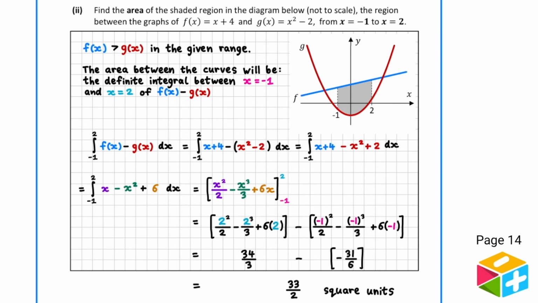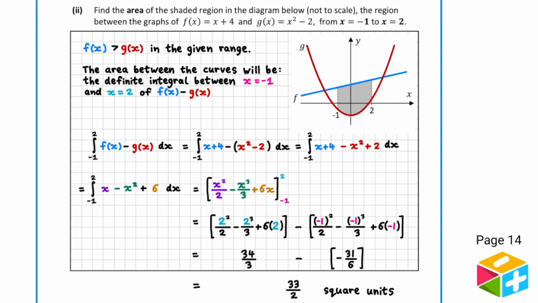Well, by definition, f of x is equal to x plus 4, and g of x is equal to x squared minus 2. Now, distributing the minus sign gives us minus x squared and minus minus 2, which is plus 2. Next, we can combine the constant terms. Plus 4 plus 2 is 6.